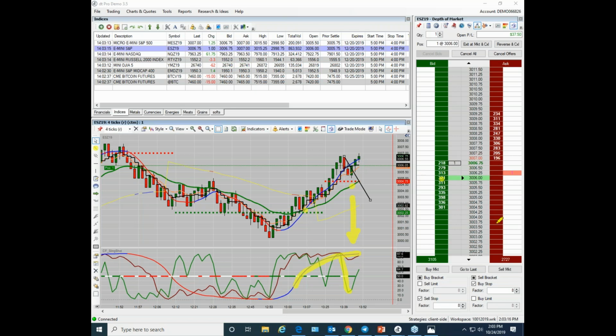Our stop was at 8 ticks away, so it was down at 30.04. The fact that we closed above the MA1 and now 4 ticks in our favor, our stop is now right here, 1 tick in front of our entry.